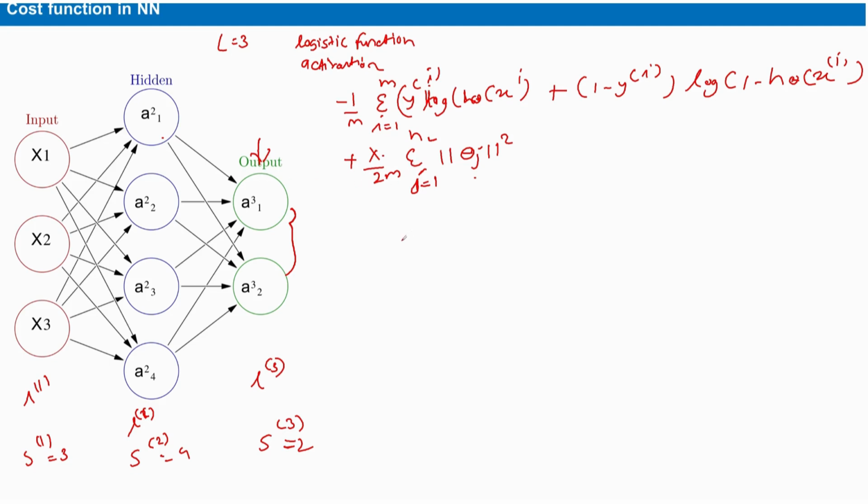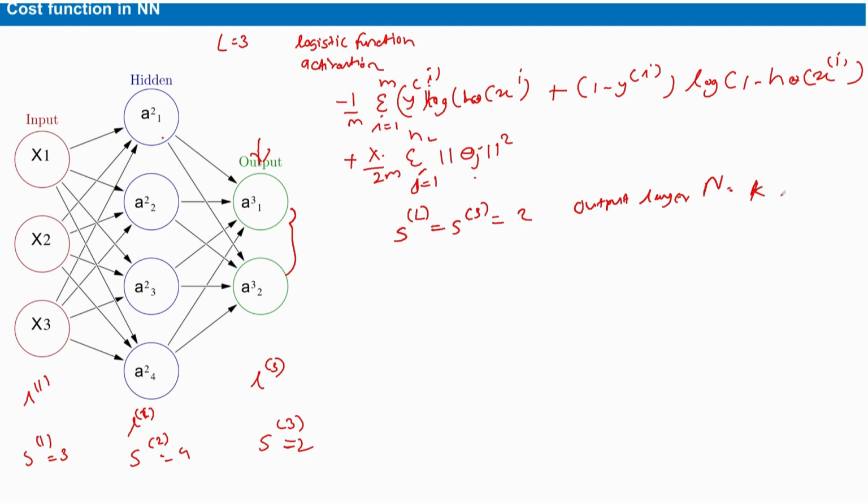We need to consider the neurons present in the last layer. L means the number of layers, and in this case L is 3. So the number of neurons in the last layer in this example is 2. The cost we are going to design depends on these 2 neurons. The number of output layer neurons I will represent as K.